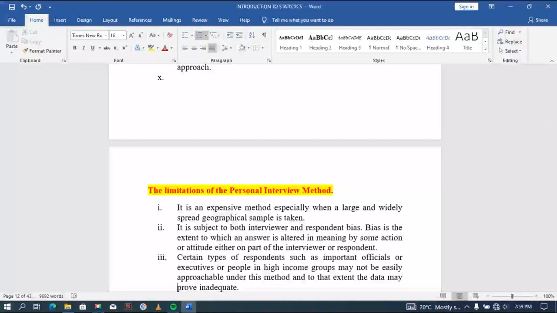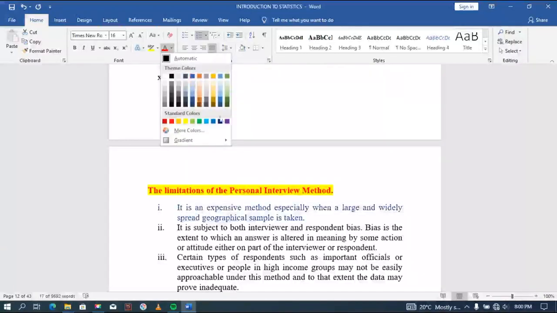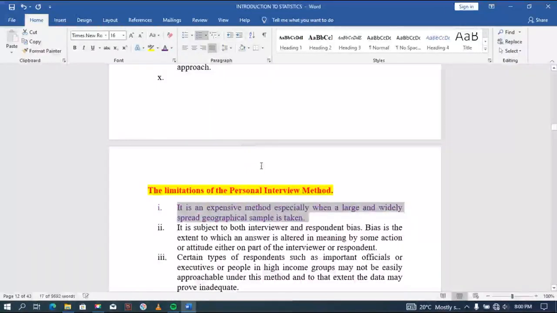So it tends to be very expensive when it comes to a large population to be interviewed, or in case the interviewees are geographically spaced. Let's say one is in Kampala, another one is in Jinja, so you find that a little bit of extra cost will have to be incurred.